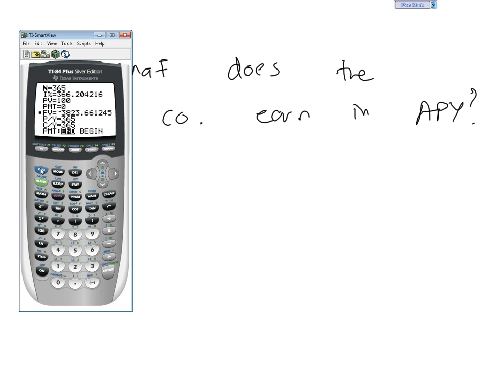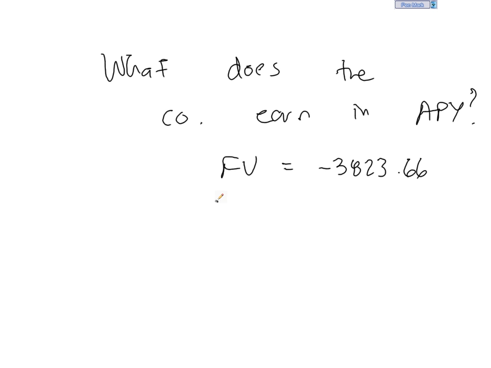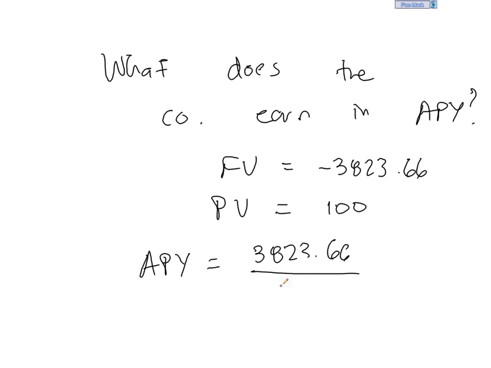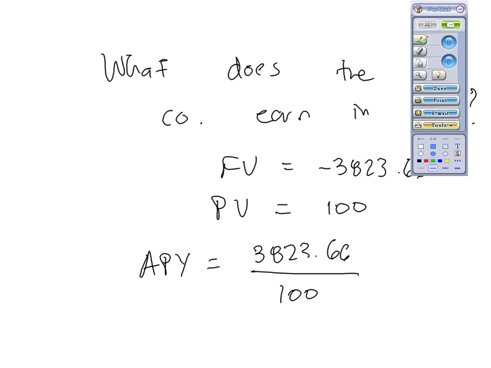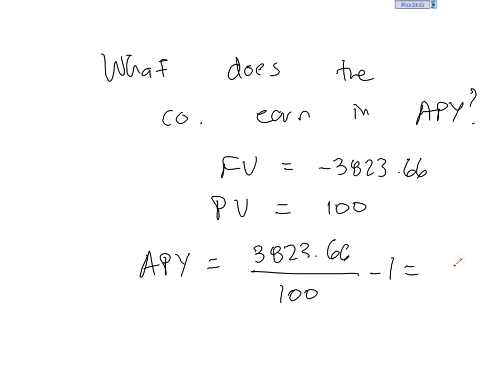So if we now say, all right, well, our future value amount owed would be negative $3,823.66, and our present value that we borrowed was $100, and we take the ratio of those two things. So the company's APY would be what they have at the end of the full year, divided by the present value, minus 1. We would get, let's see here, 37.2366. Now remember, this is the decimal version that comes out of this because we divided and we subtracted. So this is a decimal.